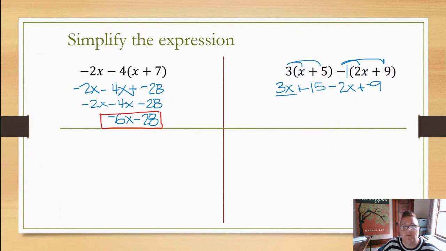Combining like terms, I have a 3x with a minus 2x. That's going to be an x. And I have a 15 plus a negative 9. So that's going to be a 6. I cannot combine any further. I cannot add a 6 to an x. So x plus 6 is it. And that is all that she wrote.